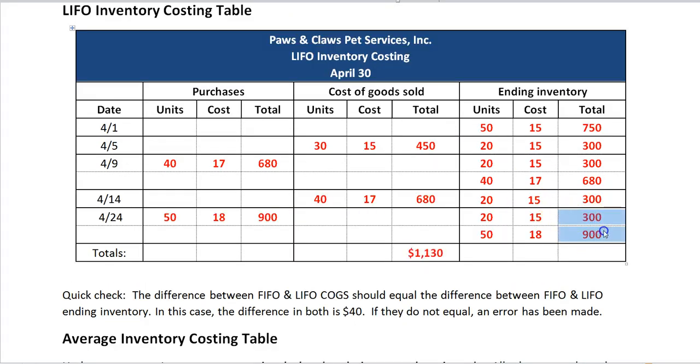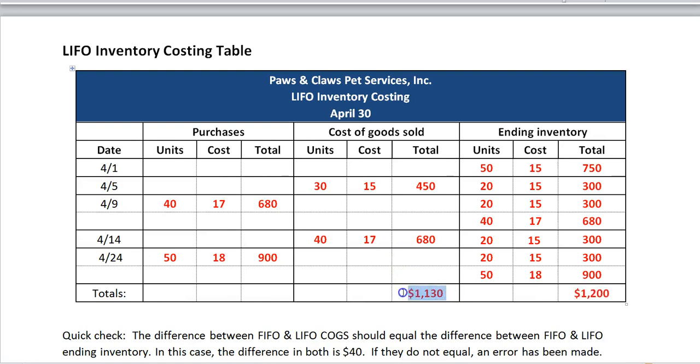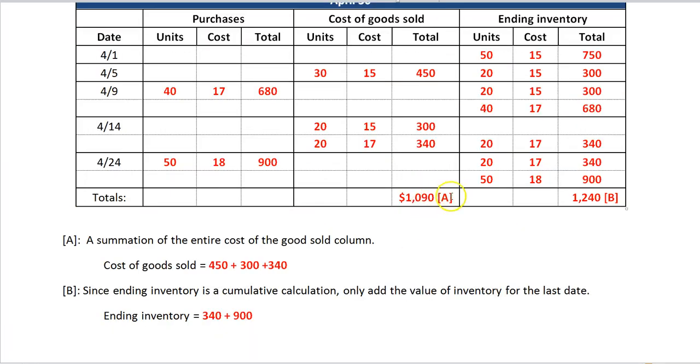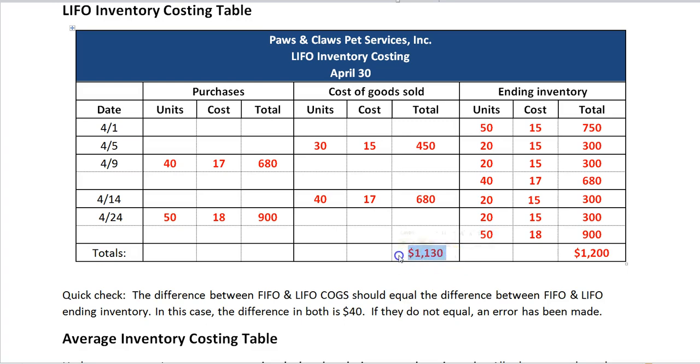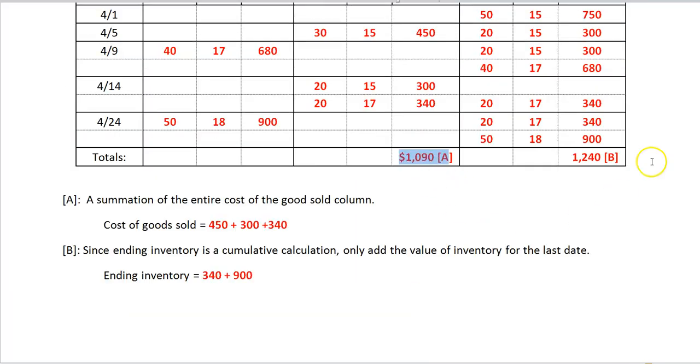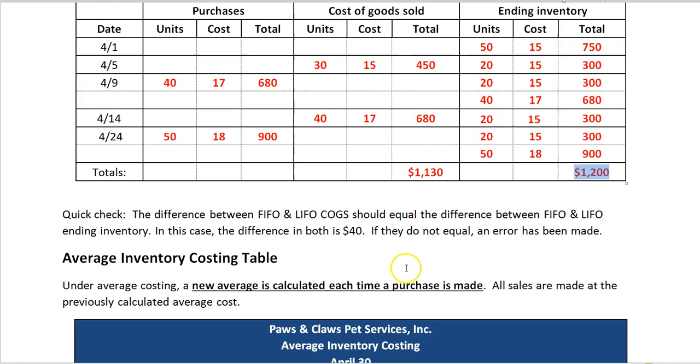And we're going to total these two up to get our total ending inventory. I want you to see a relationship here. The difference between this number, the cost of goods sold in the previous table, and this one is $40. So if you subtract those two, you get $40. Also, the difference in the ending inventory is also equal to $40. So you can use that as a check figure. The difference in the two cost of goods sold between LIFO and FIFO should equal the difference in the ending inventory between the two approaches.